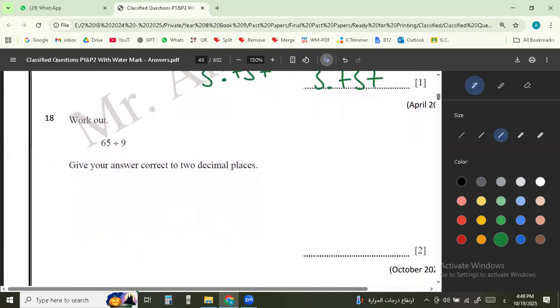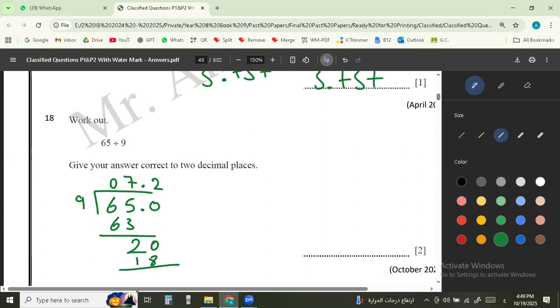Here, 65 divided by 9, but they want your answer correct to 2 decimal places. I'm going to use the division, 65 divided by 9. How many 9s are in 6? 0. How many 9s are in 65? You're going to find that it is 7, which is 63. Subtract, 2. They want decimals, so I'm going to put here 0.0, put the point up, and bring the 0 down. How many 9s are in 20? I have 2 9s in 20. 2 times 9 is 18. Subtract, it is going to give you 2. Then bring down, I got 20.